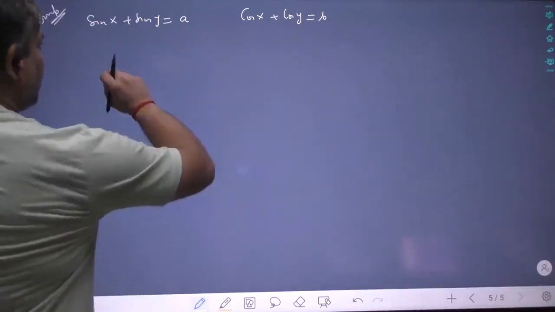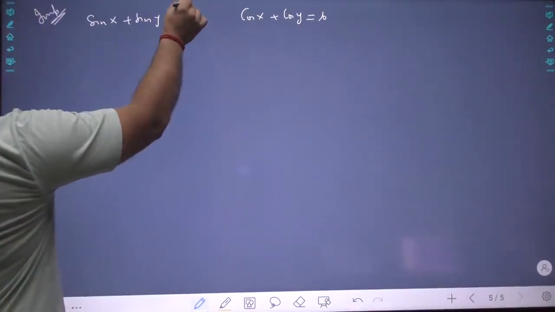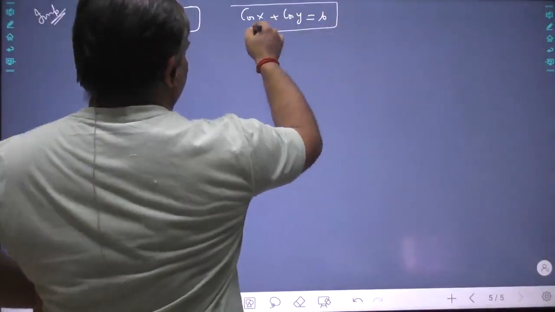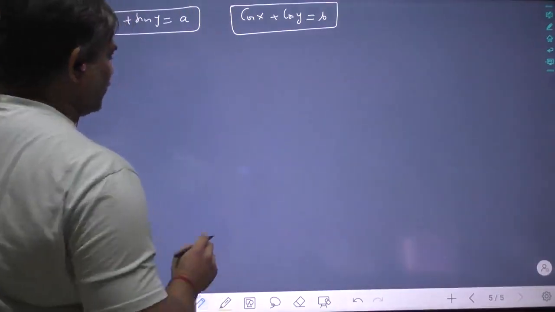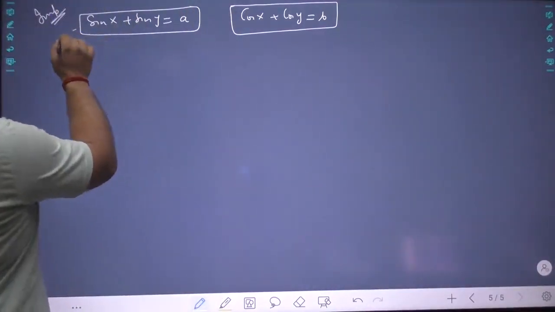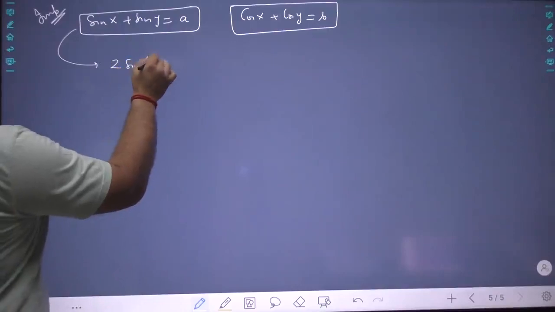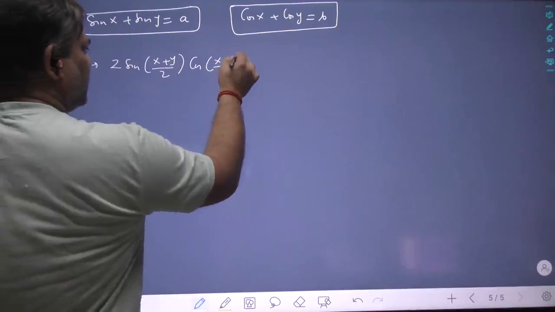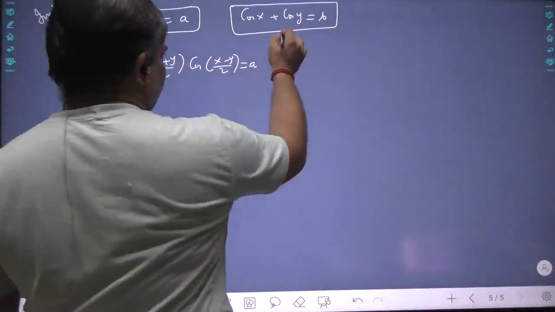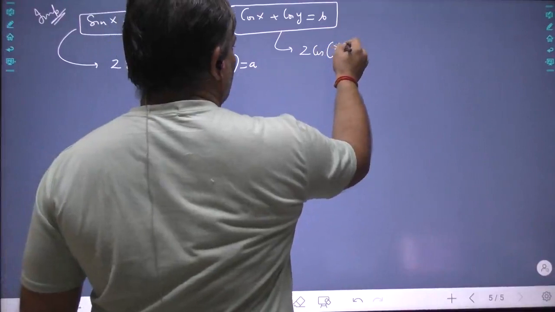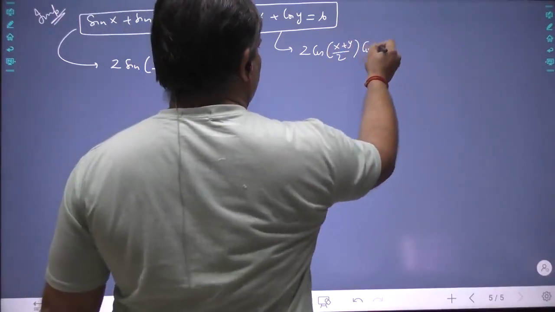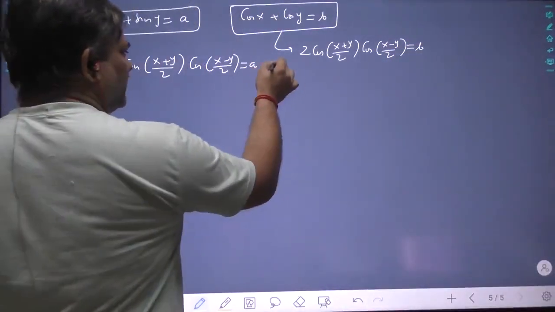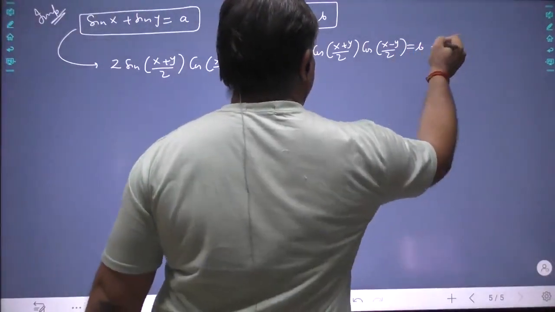Now please understand, sin x plus sin y is A. This is given information. Cos x plus cos y is B, given. Now understand how we are going to find a lot of things. If sin x plus sin y is A, that simply gives us that 2 sin (x plus y) by 2 into cos (x minus y) by 2 comes out to be A. And from here we have that 2 cos (x plus y) by 2 into cos (x minus y) by 2 is B. Let us call this equation 1. Let us call this equation 2.